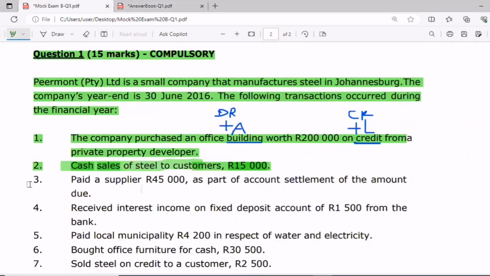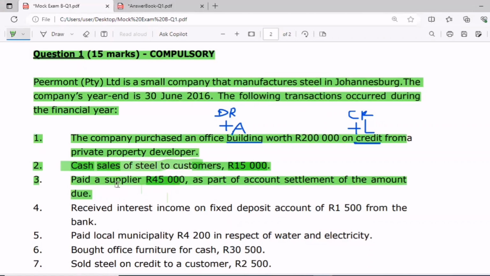Now we are moving to the next one, number 3. Paid a supplier 45,000 as part of account settlement of the account 2. So here we had this supplier that we were owing 45,000. So now we have decided to settle the balance that we were owing to the supplier. So the account that will be affected is going to be bank, because when we make the payment, we use money from the bank. So when we make the payment, our bank balance is getting reduced. So bank will be affected.